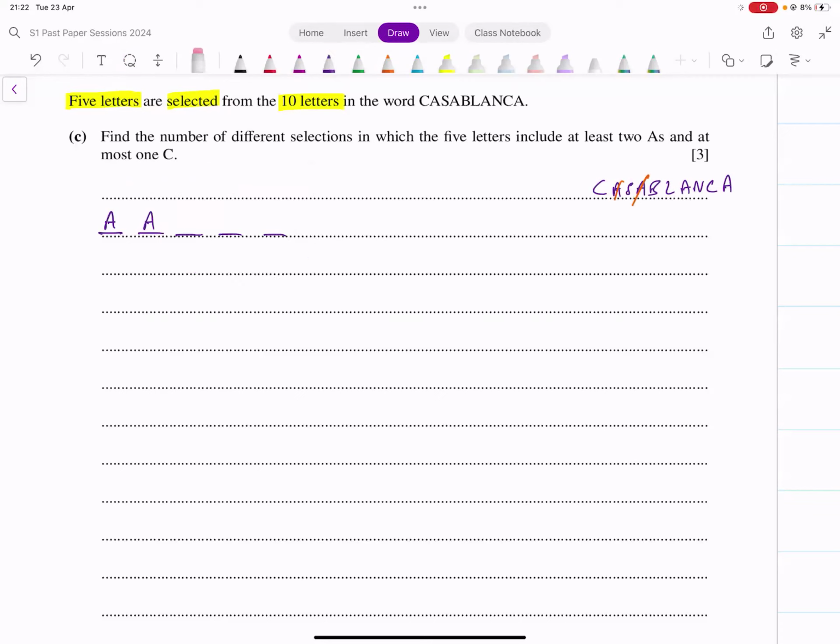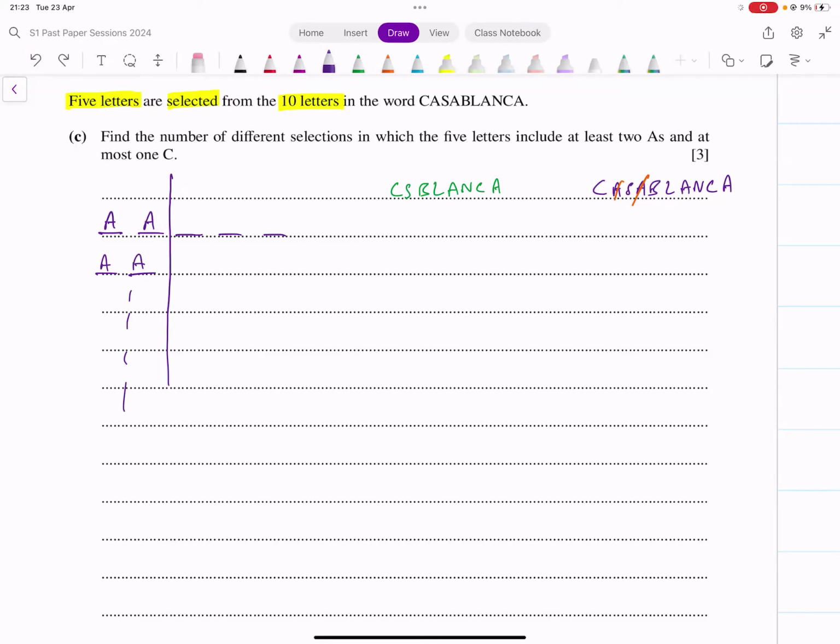How many letters are we left with now? Let me write down the remaining letters here. That will make them simpler to understand. The remaining letters are C, S, B, L, A, N, C, A. These are the remaining letters. We've got 2 C's and 2 A's. We are not thinking about those 2 A's. They are already selected. Forget about them. In all the cases that we consider, they're already selected. Just worry about the remaining 3 letters that we have to select. We've got 2 A's and 2 C's.